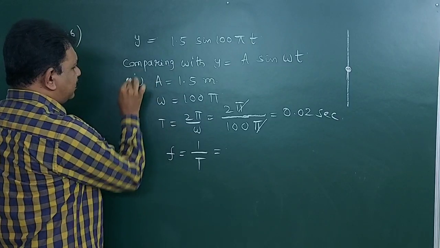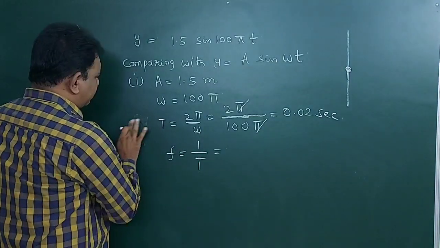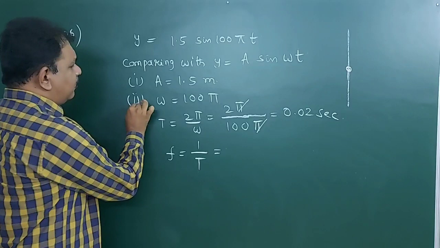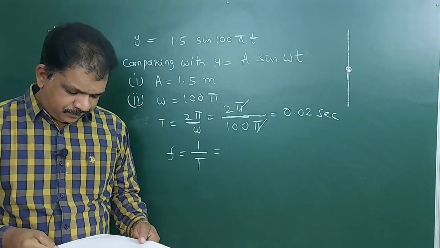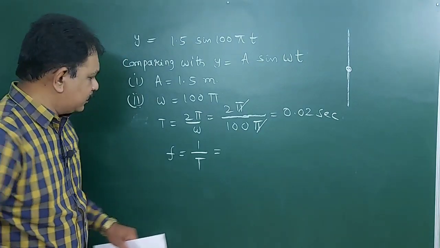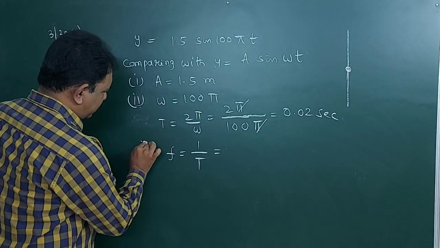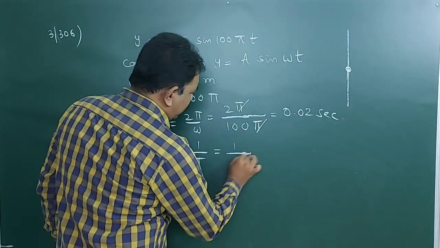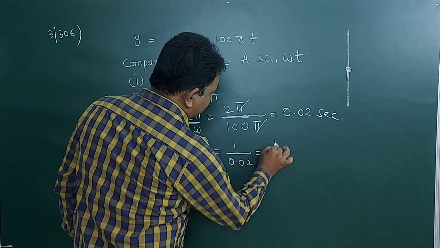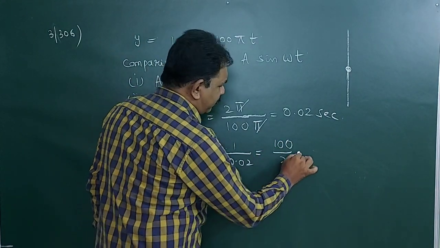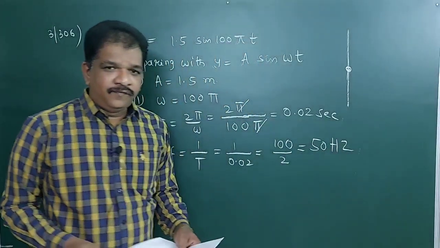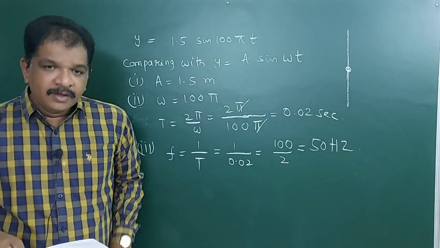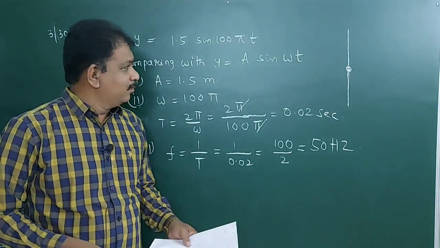What they are asking? Find the amplitude. Second one, find the time period. Third one, frequency. So 1 by 0.02, this is 100 by 2, this value is 50 Hz. Okay, that is the third problem.